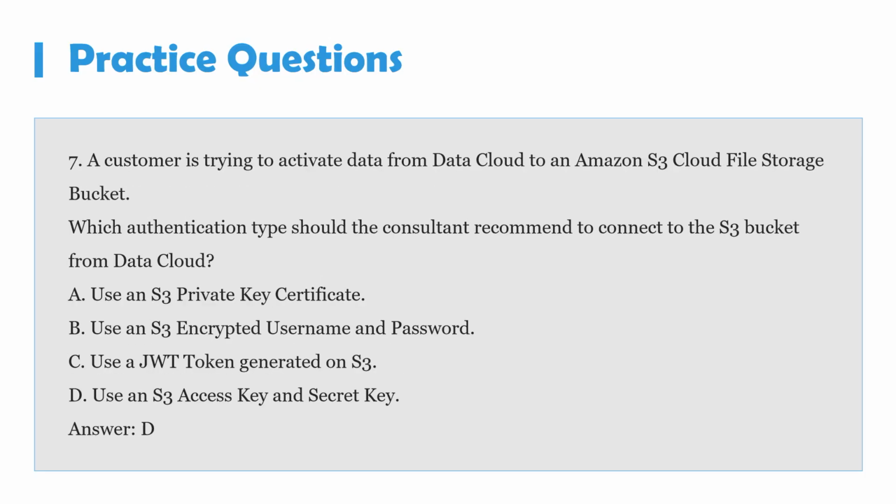7. A customer is trying to activate data from Data Cloud to an Amazon S3 cloud file storage bucket. Which authentication type should the consultant recommend to connect to the S3 bucket from Data Cloud? A. Use an S3 private key certificate. B. Use an S3 encrypted username and password. C. Use a JWT token generated on S3. D. Use an S3 access key and secret key. Answer D.